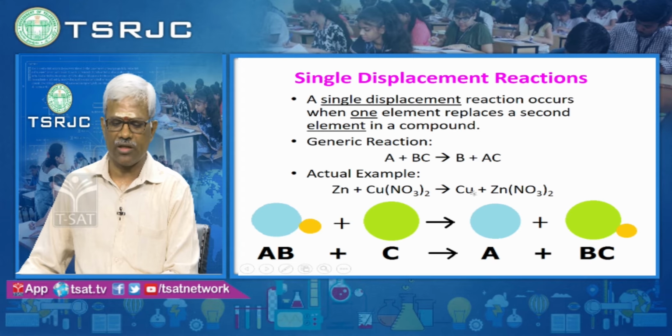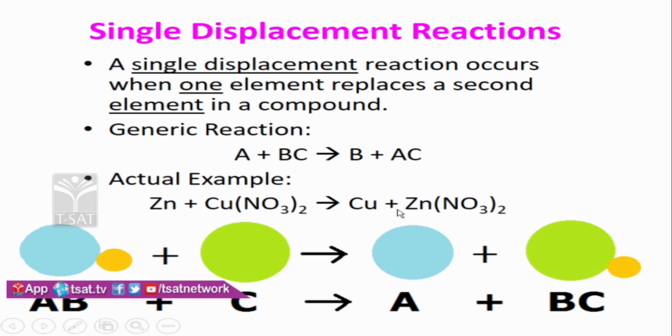Zinc and copper nitrate react together to give copper. So, nitrate is the replacement. Zinc has taken nitrate. So, nitrate is replaced by whom? Zinc. So, zinc replaced nitrate from copper nitrate.